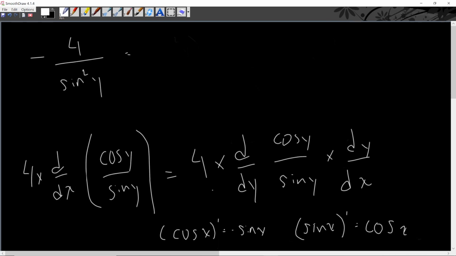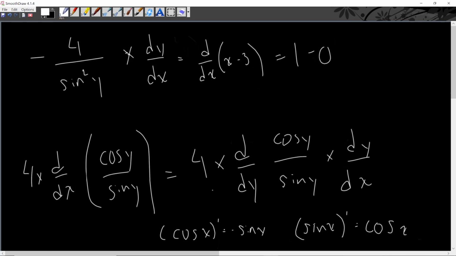But we also did have another side of this equation. Well, it's times dy dx. So we have also d dx, because again we have to do it to both sides, of x minus 3. And this is going to be a nice and simple x prime, which is going to be 1, minus the derivative of a constant, which is going to be 0. So we're going to have this is equal to 1.